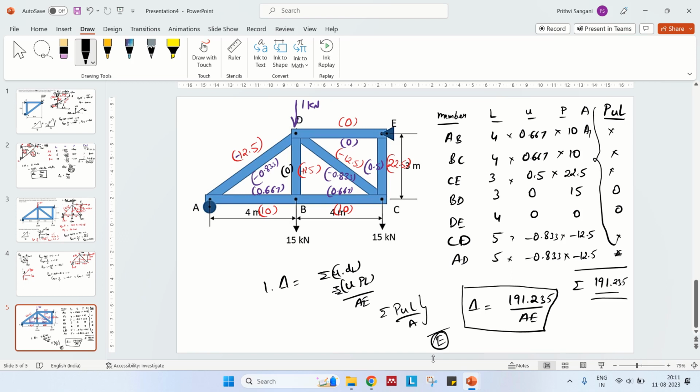All right. Any doubts in this? Shall I go to the next question? You divide it by A for each term, and then you make the summation of PUL by A, and when you get this answer, then divide it by E.